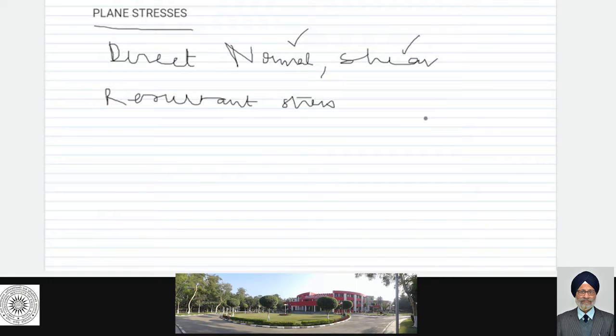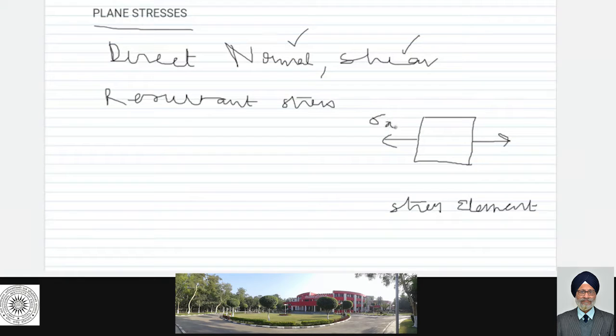So we have also discussed what is a plane stress element. So this is a stress element. In the first lecture I have told you, suppose that tensile stress is acting. So this is a uniaxial stress element having the stress in the one direction. Okay, so it is uniaxial stress element.